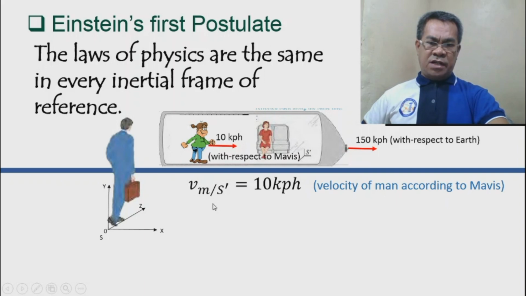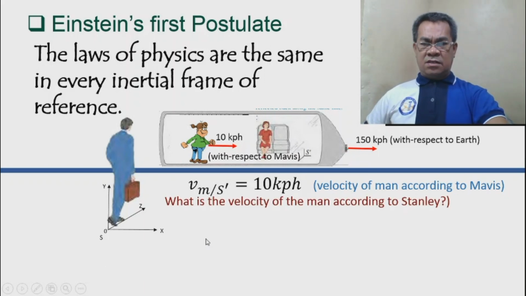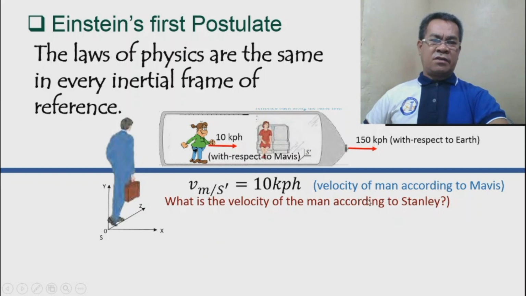M corresponds to the man, and this slash corresponds to "with respect to." S prime is the frame of reference of Mavis, and this is 10 kilometers per hour. This is the velocity of the man according to Mavis. But what is the velocity of the man according to Stanley? Is it the same as 10? The answer is no. It is more than 10.